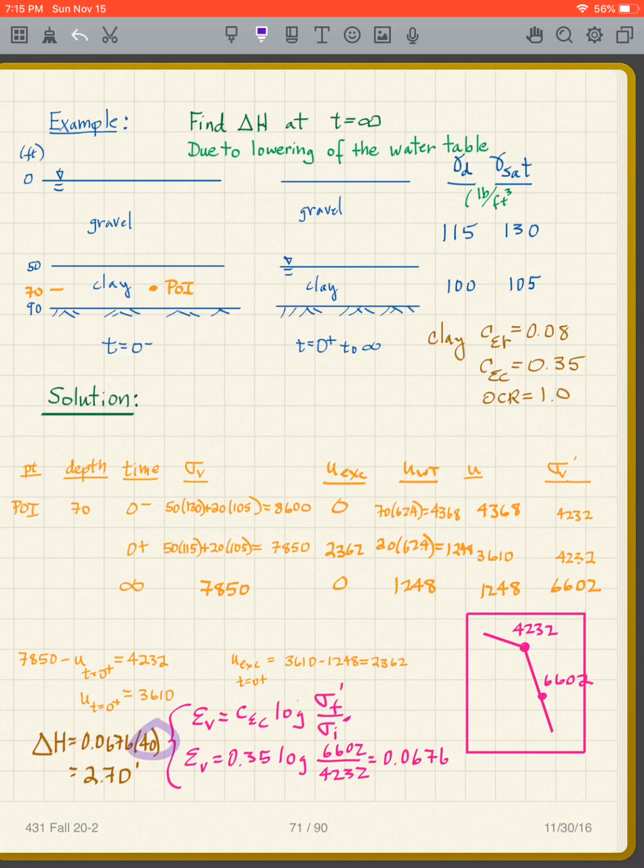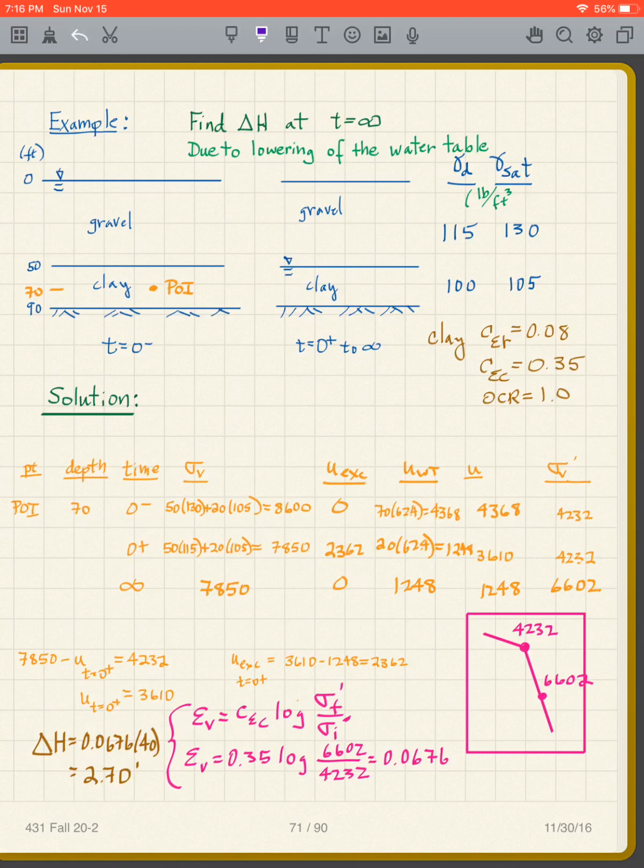So notice what has happened here. 2.7 feet of settlement. Now, I've only lowered the water table in the gravel, right? I have not removed water from the clay. The clay is still saturated. Clay's always been saturated. I just lowered the water table in the gravel. I end up with 2.7 feet of settlement, pretty significant. Of course, part of it's the soil properties, but no matter.